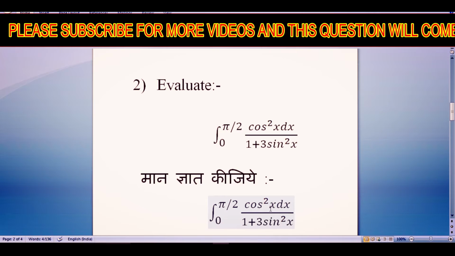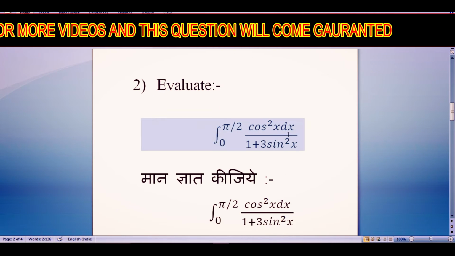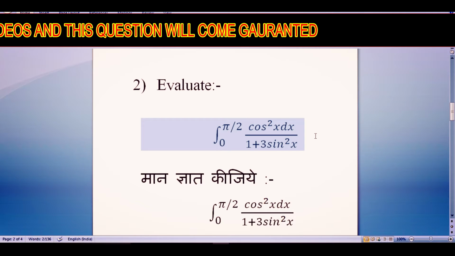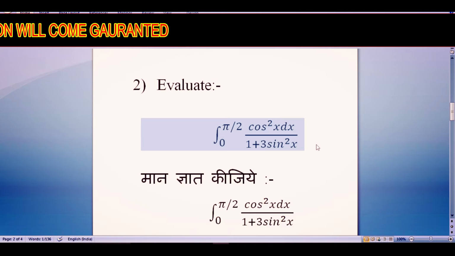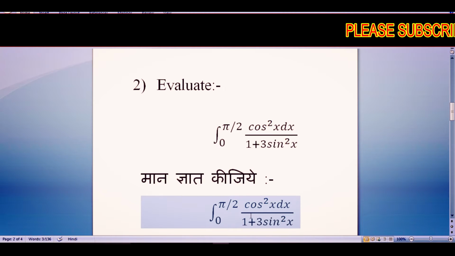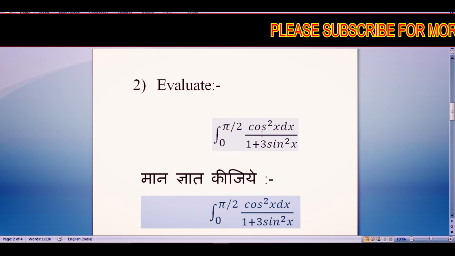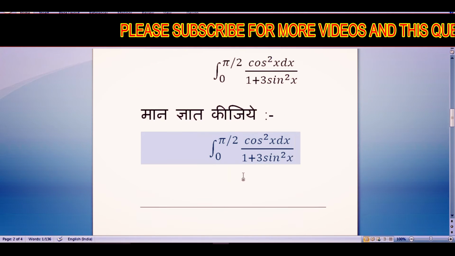Question number 2. Evaluate. Integral limit 0 to pi by 2 cos square x dx upon 1 plus 3 sin square x. मान ज्ञात कीजिए. Integral limit 0 to pi by 2 cos square x dx upon 1 plus 3 sin square x.